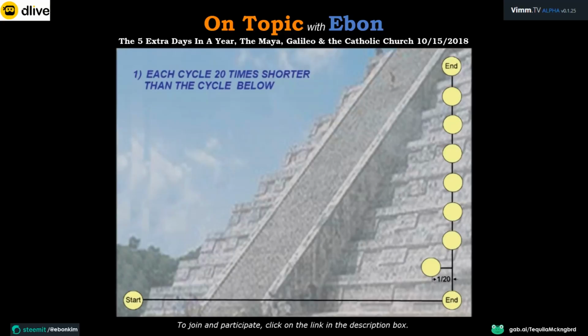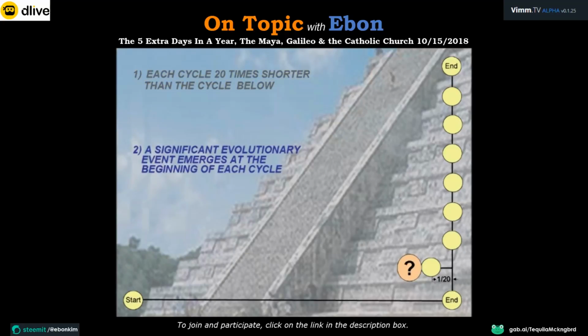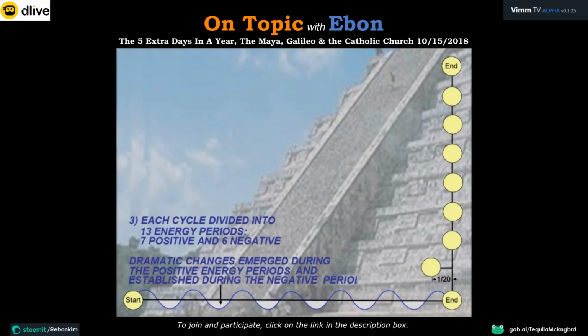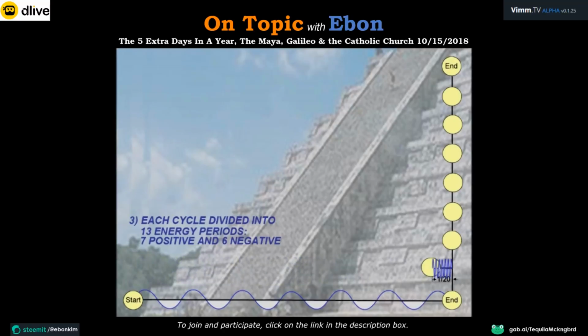Second, it is noted that a significant evolutionary event emerges at the beginning of each cycle, and this will be explained as we go into the detail of each of the cycles. The third characteristic is that each of the 9 cycles is divided into 13 energy periods, 7 positive and 6 negative. Dramatic changes emerged during the positive periods and became established during the 6 negative periods. Perhaps this gives new meaning to the biblical creation story in Genesis of 7 days and 6 nights. Of course, because the next cycle is 20 times shorter, the changes are 20 times faster, and 20 times faster again for each cycle after that.